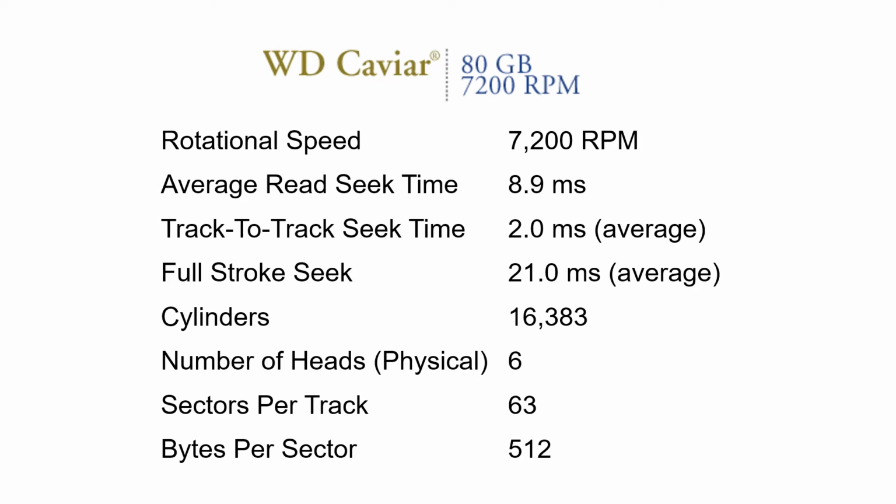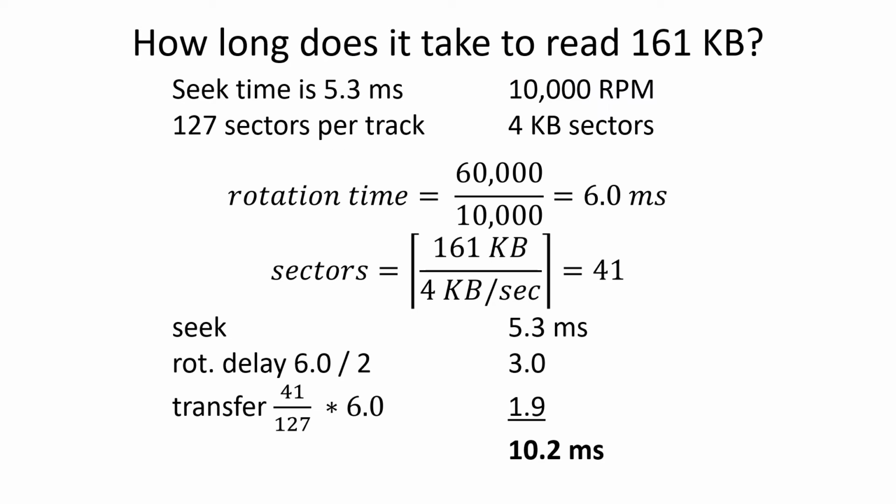Here's an example. We'll use this information from our hard drive. We want to read 161 kilobytes. Now this disk is rotating at 10,000 RPMs. So we take the 60,000 milliseconds per minute, divide it by 10,000 revolutions per minute, and we get 6 milliseconds per revolution. Then to calculate how many sectors we need, we simply divide 160 by 4. Now that gives us 40.25, but you have to round up to 41. You have to have an integer number.